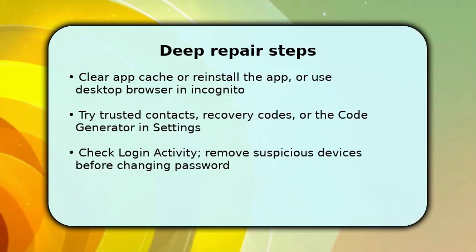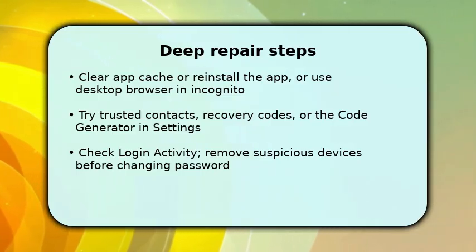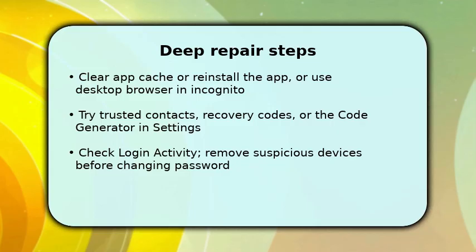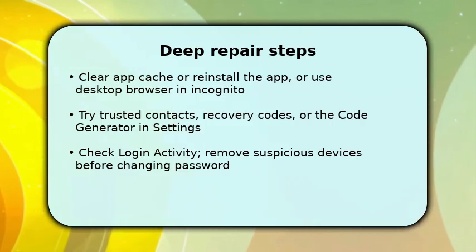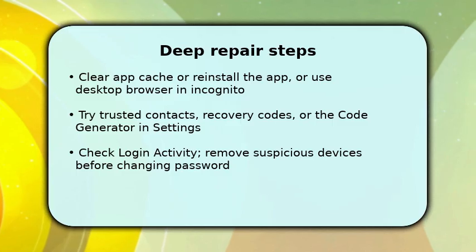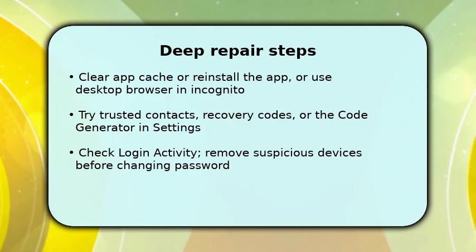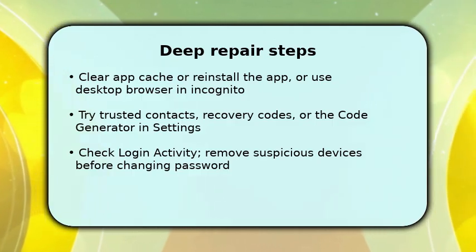Next, use recovery options, trusted contacts, backup codes, or Facebook's code generator if you previously enabled it. Make sure to inspect login activity and remove any unknown devices before finalizing a new password. These middle steps address token conflicts and account locks that produce the mysterious error.